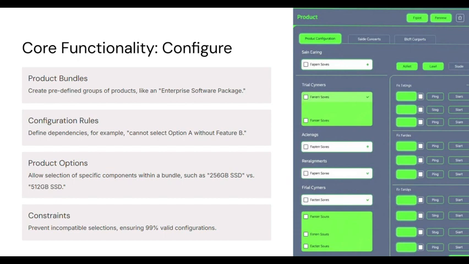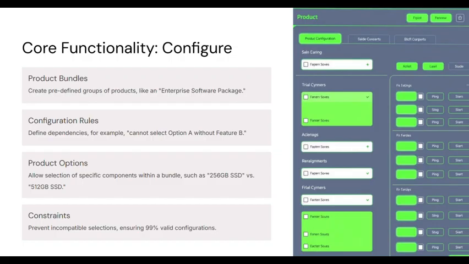Next we have the core functionality, configure. Let's start with configure. This is where the sales rep selects the right combination of products based on what the customer needs. Now CPQ makes this easier with a few key features like product bundles. Think of a combo offer. For example, we can create a predefined bundle called Enterprise Hardware Package, which includes a router, server and accessories all grouped. The sales rep just picks the bundle instead of adding products one by one.